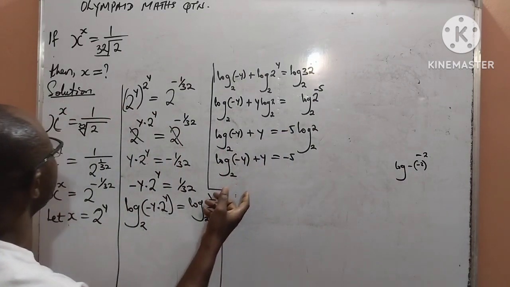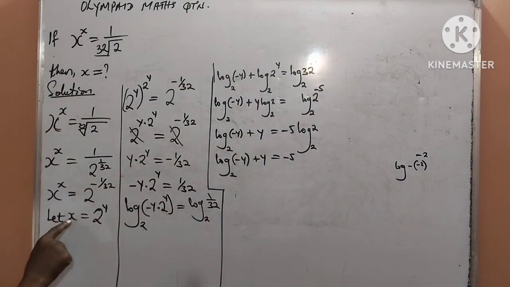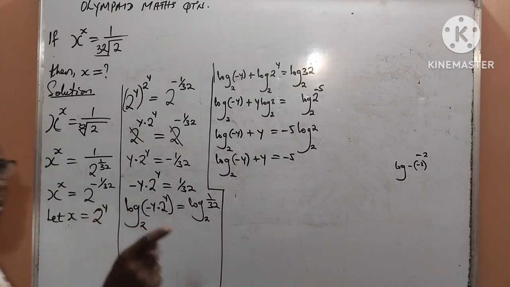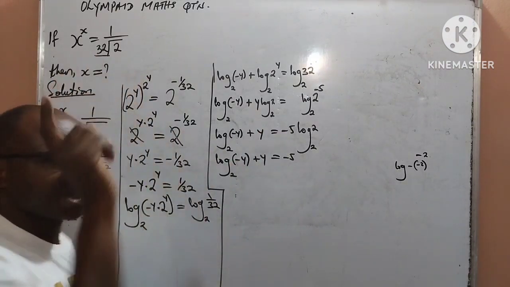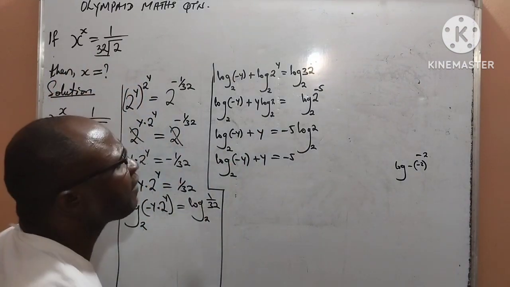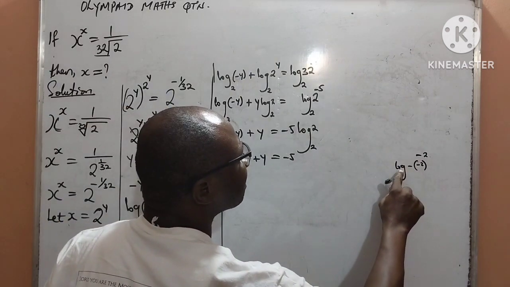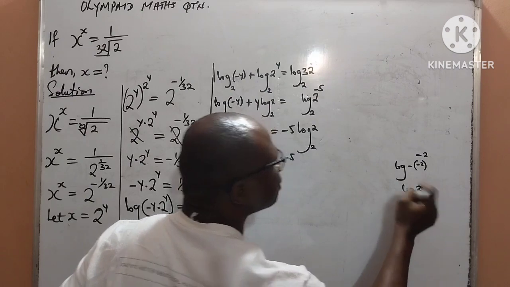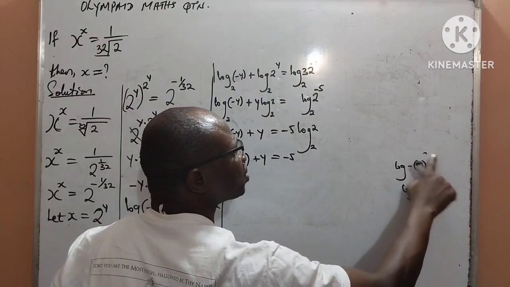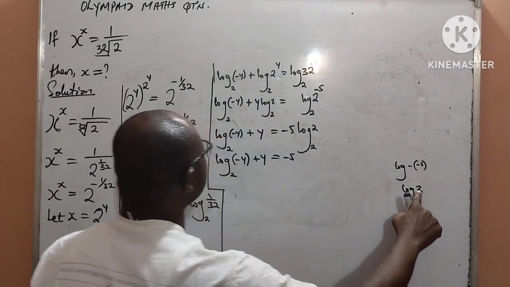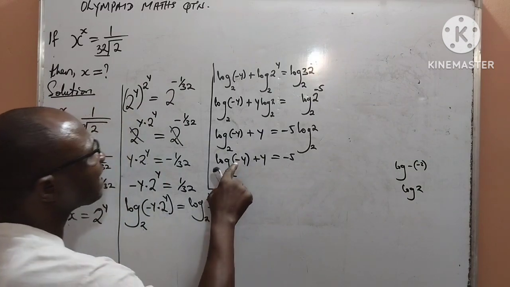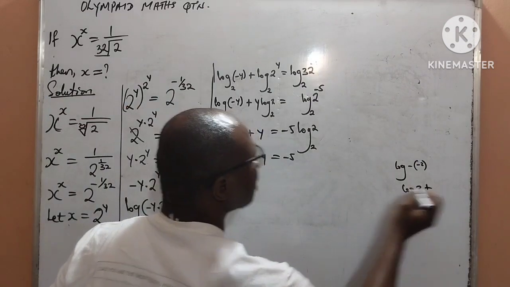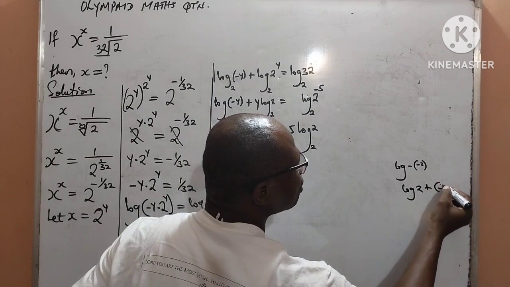And when I get the value of y, I will come back to where I say let x be equal to 2 raised to the power y and get the value of x, which is what I am asked. Therefore, if my y is minus 2, I will now have the logarithm of positive 2, which is minus times minus, which will now be 2. That way, I will now get from here plus minus 2.